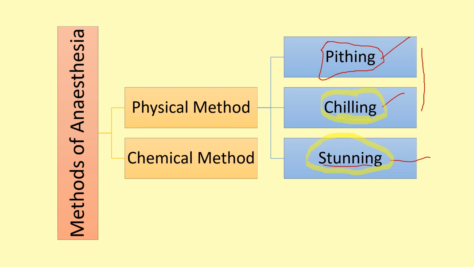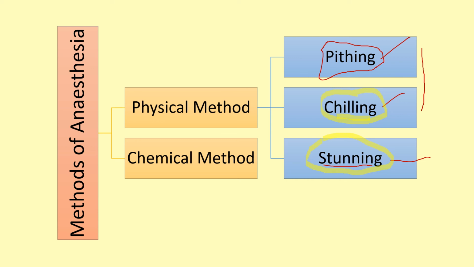In stunning method, what have I done? I held the animal by its tail part, then gave a stroke to the portion between the neck and brain by hitting it on a table. Immediately I place it on a platform, and when I pull the tail part, I am dislocating the spinal cord. This is the method of producing anesthesia in rat, guinea pig, mice, rabbit, etc. These are the three physical methods, that is pithing, chilling and stunning.